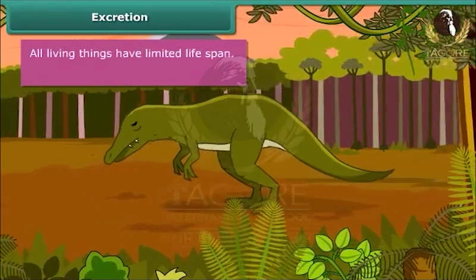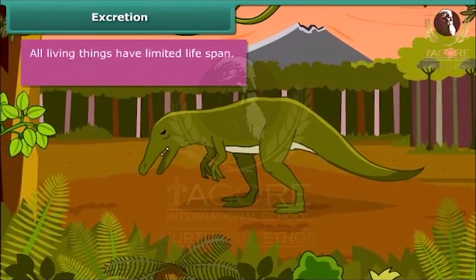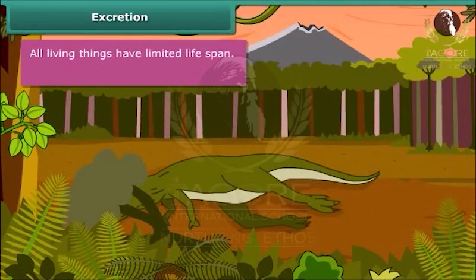All living things have a limited lifespan. The lifespan is different for different plants and different animals, but they eventually die one day. Death occurs in all plants and animals.